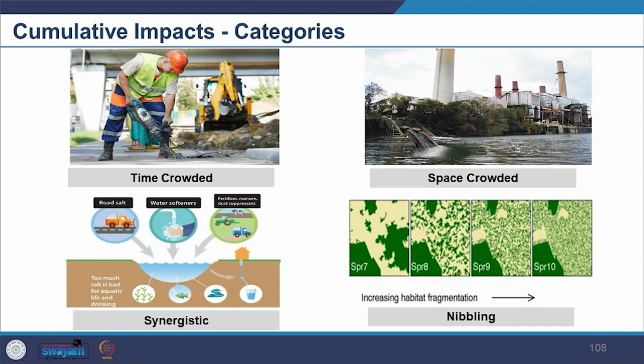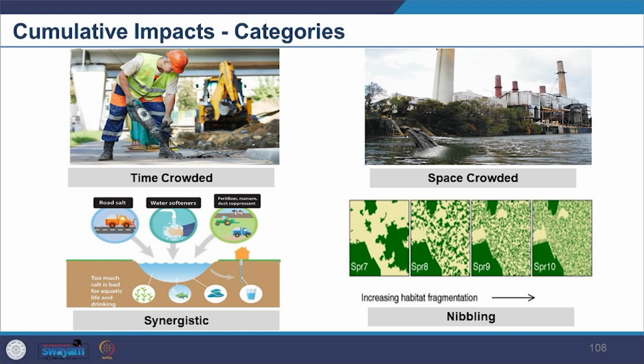in these types. You can see that there can be time crowded, which means when impacts are so close in time, like they are happening very quickly, that the effect of one is not really removed before the next one comes. So then the recipient's sensitivity is damaged.